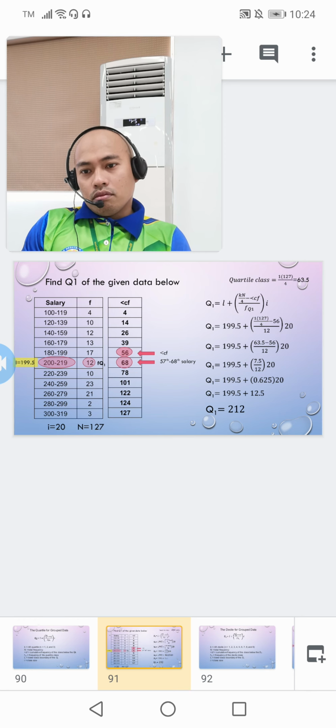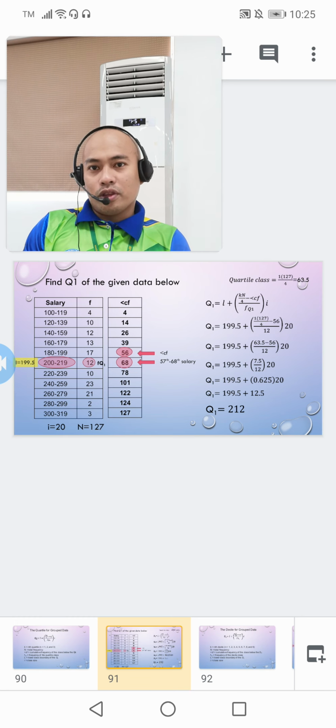Now, for you to be able to identify which interval will correspond to this 63.5, you need to note, considering the less than CF column, that 68 is the less than cumulative frequency value. I hope you can see 68 in the less than cumulative frequency column.